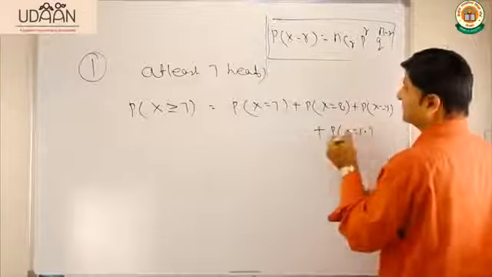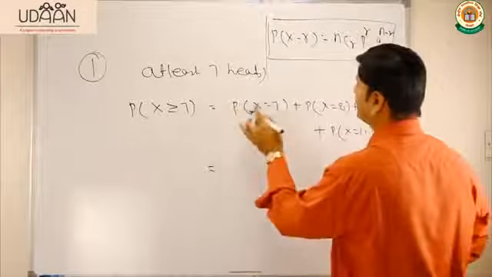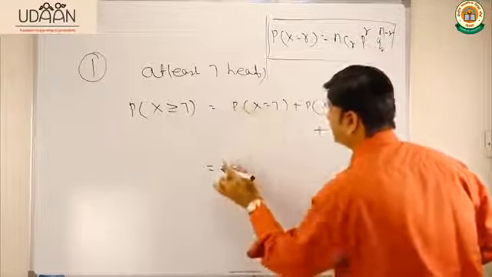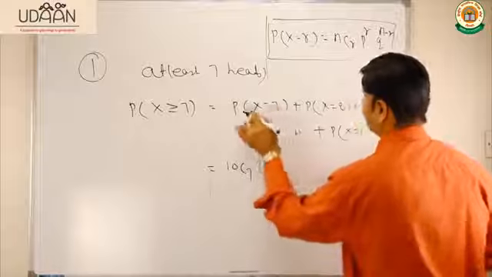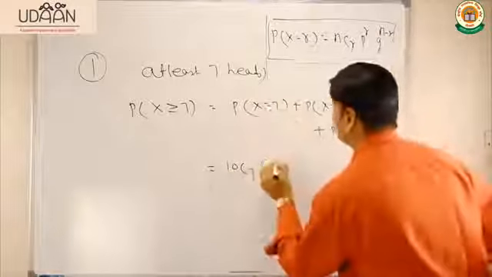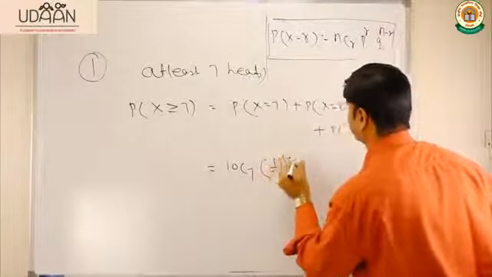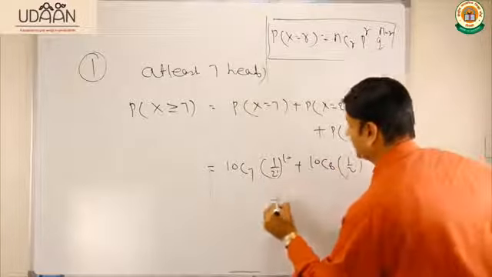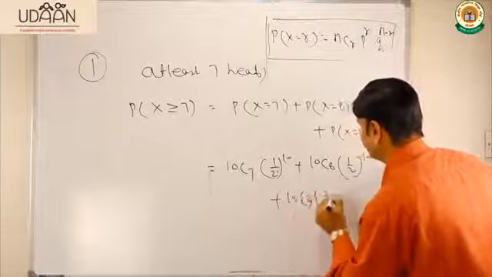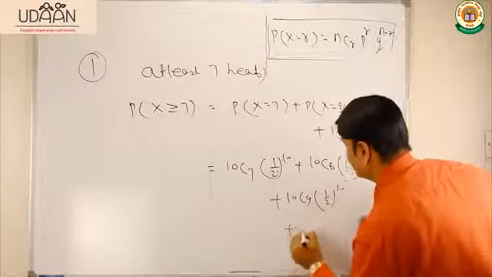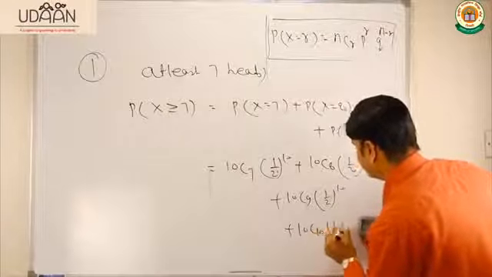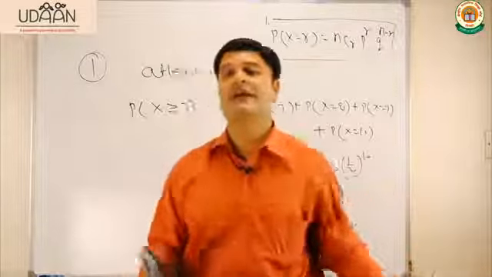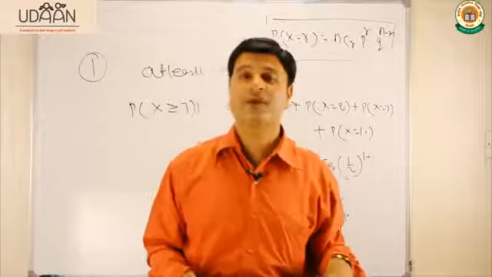I want to just discuss the concept, because I hope the calculation part you can do. For 7, out of 10 trials I want 7 times success, 10C7, and if you solve it as you solved earlier, it will come 1 by 2 raised to 10. In the same way, 10C8 into 1 by 2 raised to 10 plus 10C9 into 1 by 2 raised to 10 plus 10C10 into 1 by 2 raised to 10. The way is the same as we have discussed just now. You can solve it and you will get the answer.